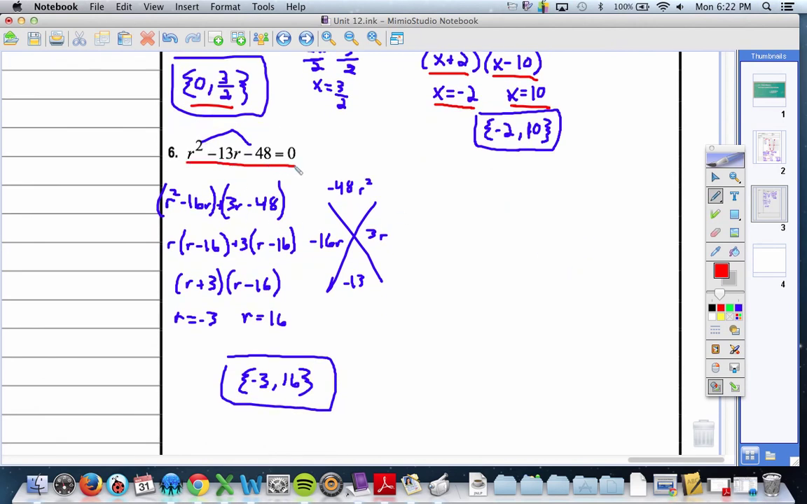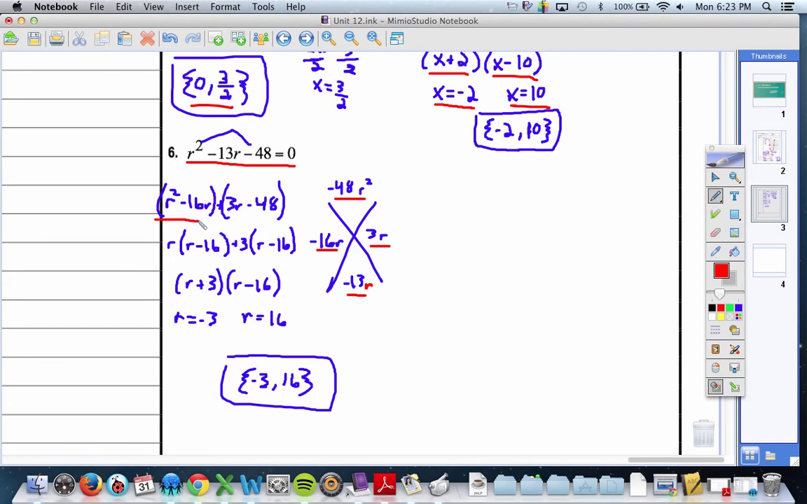Here we go. So here's the equation given to us. We're going to rooftop factor. We're trying to figure out when r is equal to 0. So if I rooftop factor, I got -48 r squared on top. I got -13 r on bottom. Factors of -48, you can play with them. Figure out that -16 and 3, those work.